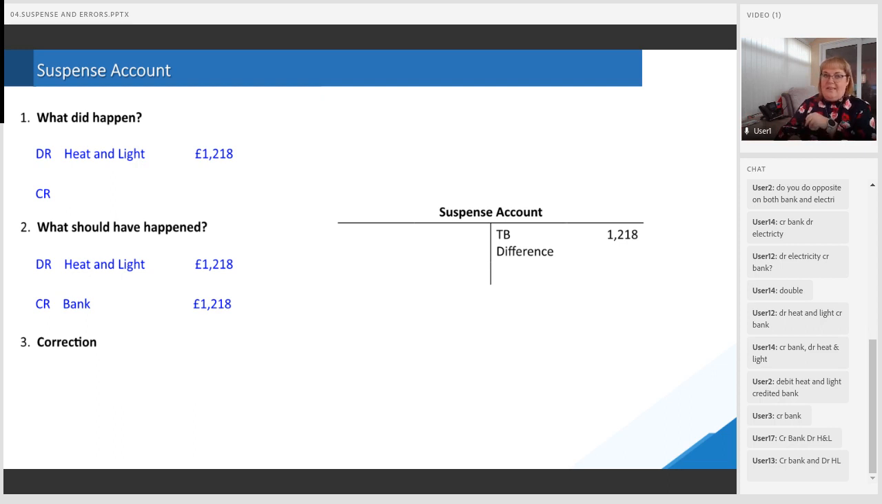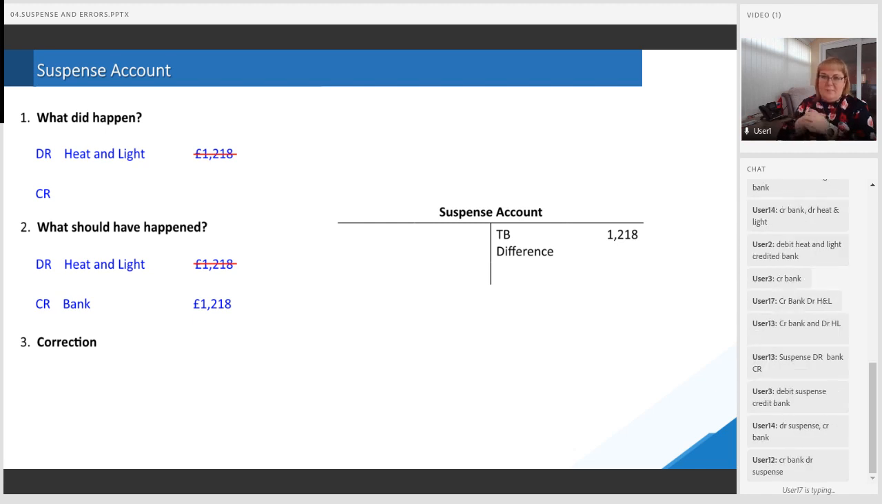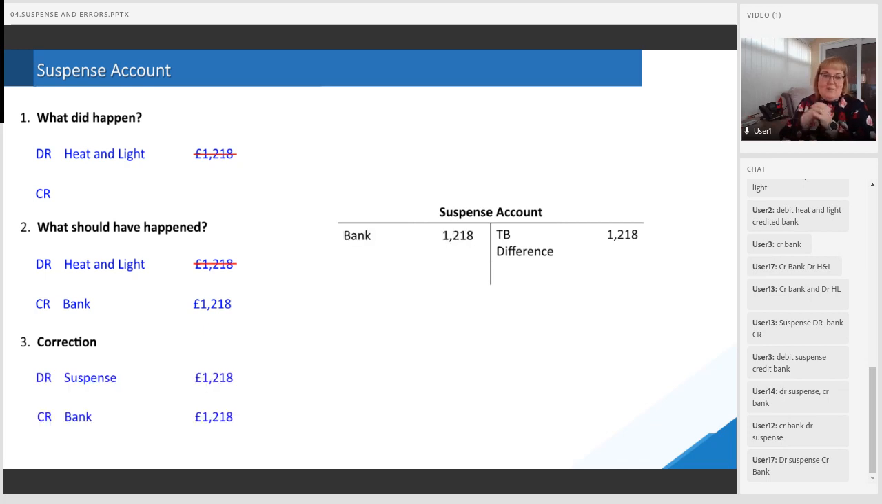The heat and light account, guys, happened as it should, so I'm not going to touch that. But I need to credit the bank to reduce the asset of bank. And where do I debit? Guys, where do I debit? I'm crediting the bank to reduce the asset of bank to record the payment. But where do I debit? Absolutely. And you're already there, aren't you guys? You're telling me the answers. Perfect. So I'm going to debit the suspense account and credit the bank.